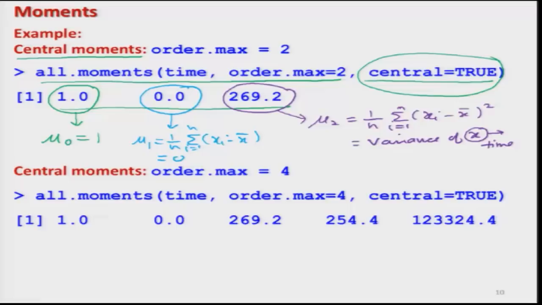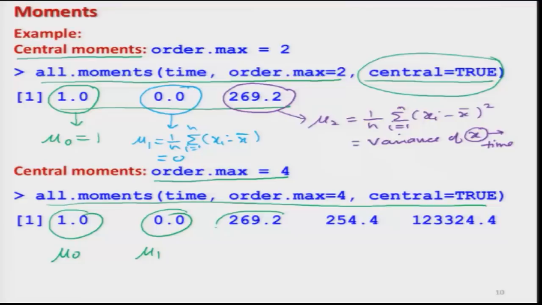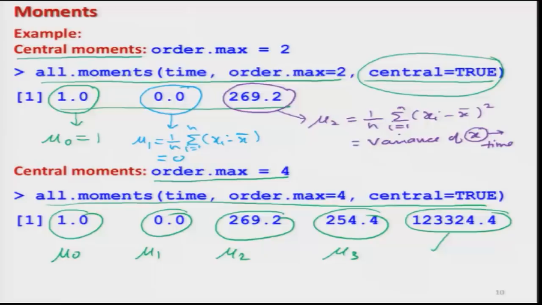Now, similarly, if you repeat the command and wish to compute the moments up to order 4, you need to make only one change: order dot max equal to 4. With the same command, you can see the outcome, where the first value denotes mu 0, the second value denotes mu 1, the third value denotes mu 2, the fourth value denotes mu 3, that is the value of the third central moment, and the last value denotes the fourth central moment. So, you can see it is not really difficult to compute.